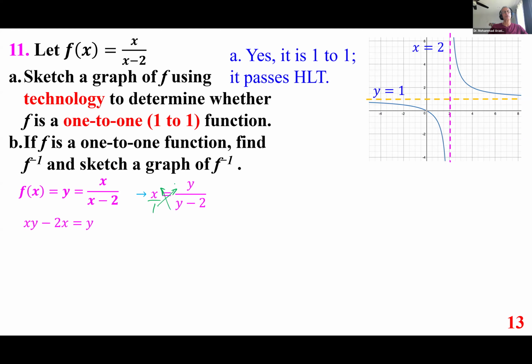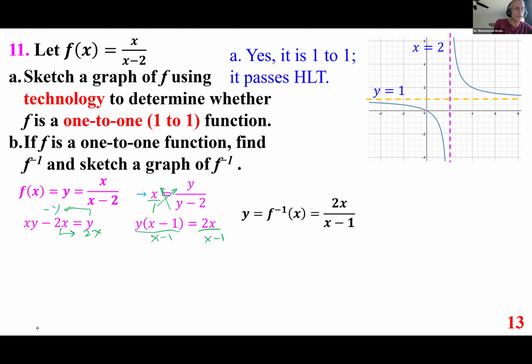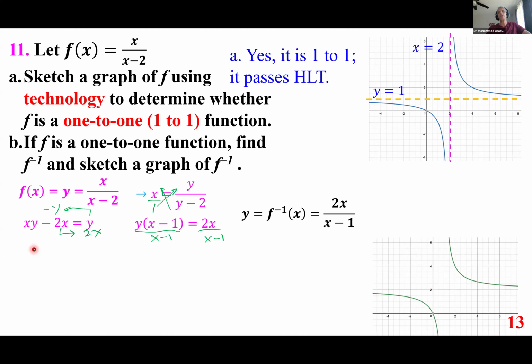So when you do the cross product, you get x times y, x times -2 equals y. And since you want to solve for y, we are going to move things around. When I move the y, it becomes negative y. We move the -2x, it becomes positive 2x. On the left side, we can take out the y as a common factor. And now we're going to divide both sides by x minus 1. And so y, or in this case, f inverse, is 2x over x minus 1. Now, we graph it.